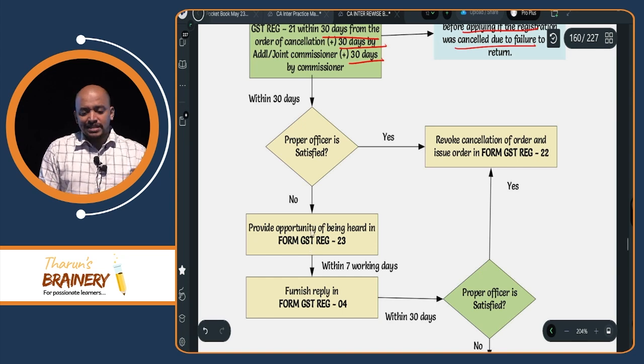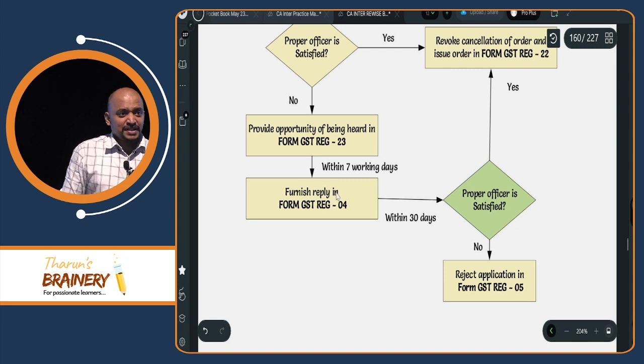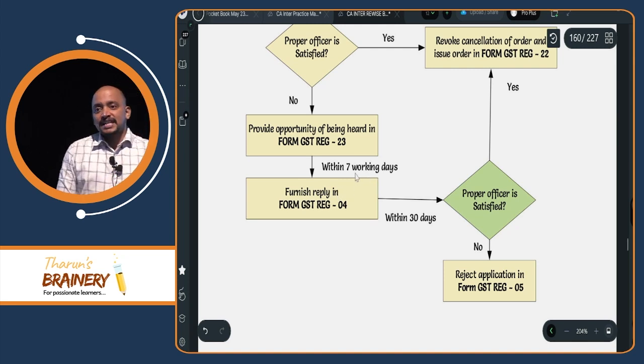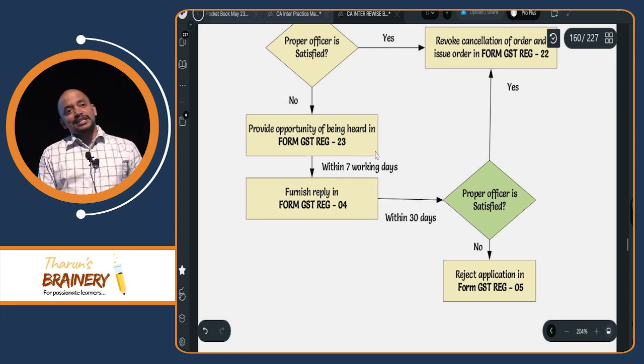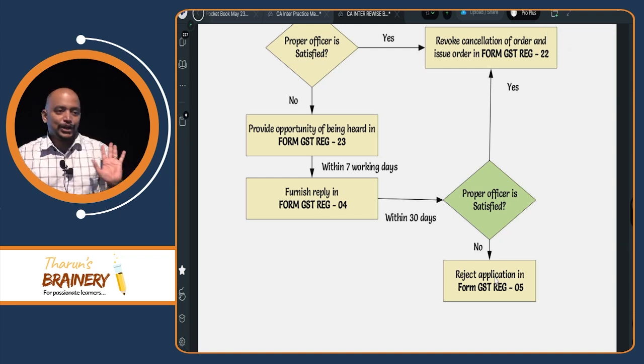After they give a notice, I need to give a reply to the notice. So what is the time limit within which I need to give the reply? 7 working days. After I give the reply, within 30 days from the date of reply, again if the proper officer is satisfied, yes, they will revoke the cancellation order. Otherwise they will reject the application. So this procedure alone you need to remember.